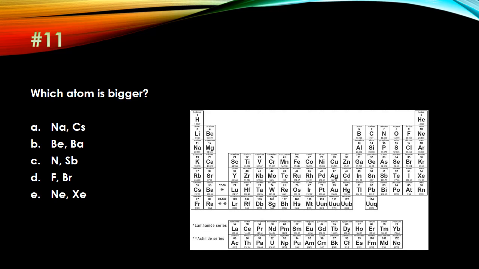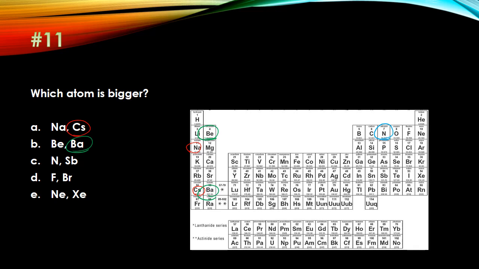First A, we're looking at sodium and cesium. Correct answer is cesium. Next, I'm going to change my pen color here. Let's go with green. Beryllium and barium. And the winner is barium. Okay, changing the pen color. Now let's do nitrogen.